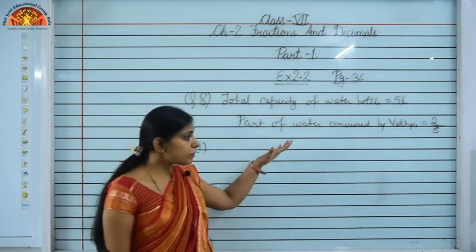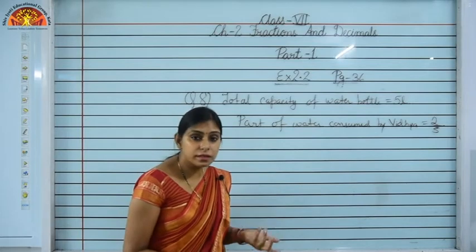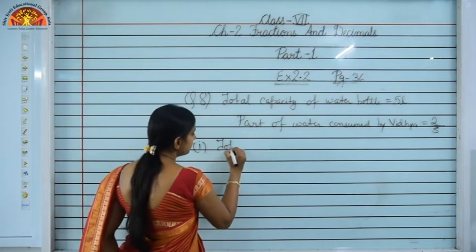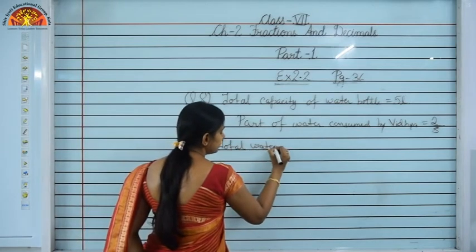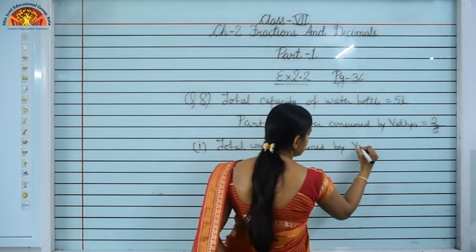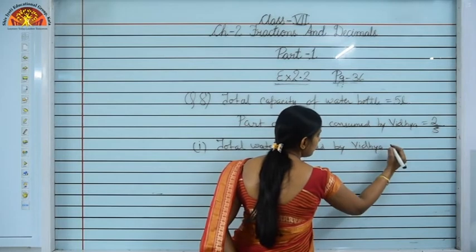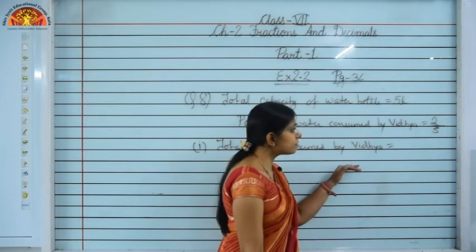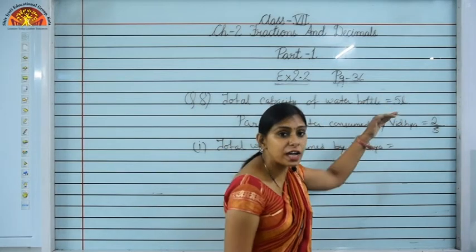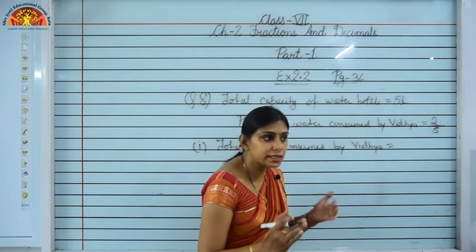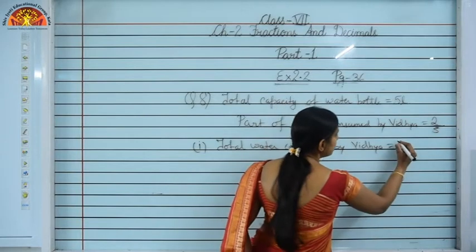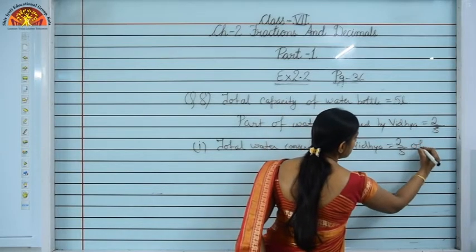तो विद्या ने कितना कंज्यूम किया, फ्रैक्शन हमें पता है, पर टोटल कितना वाटर कंज्यूम किया, that we have to determine. So we can just write total water consumed by Vidya. तो उसने 5 लीटर में से कितना कंज्यूम किया है? That is the fraction of water consumed by Vidya, 2 upon 5. किस में से कंज्यूम किया? That is 5 लीटर. So we can just write that is 2/5 of 5 liters.